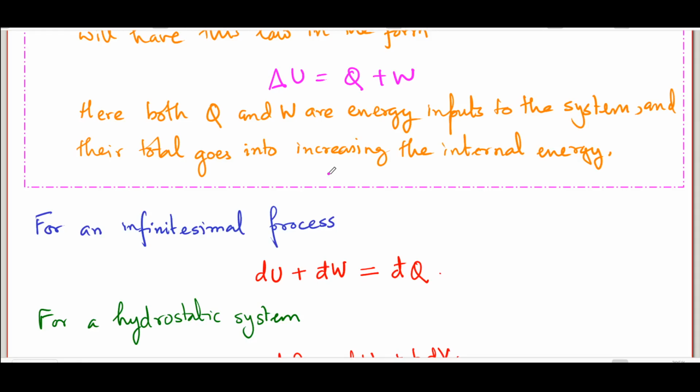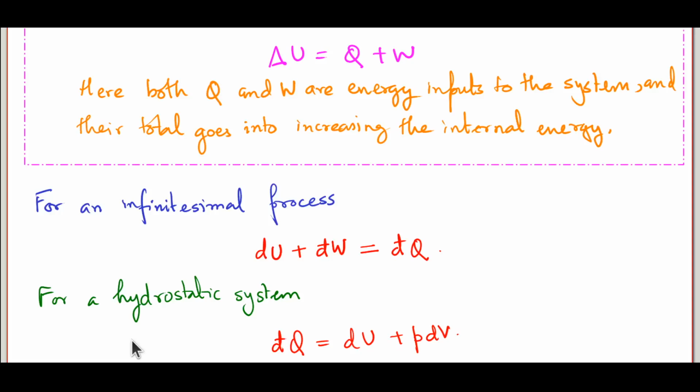Let me also stress that although for work done, different textbooks use different conventions, that is, work done on the system is taken to be positive by some and work done by the system is taken to be positive by others, like we are doing here. For Q, the convention is much more universal. Heat flowing into the system is taken to be positive. So if heat flows out of the system, then Q is negative.